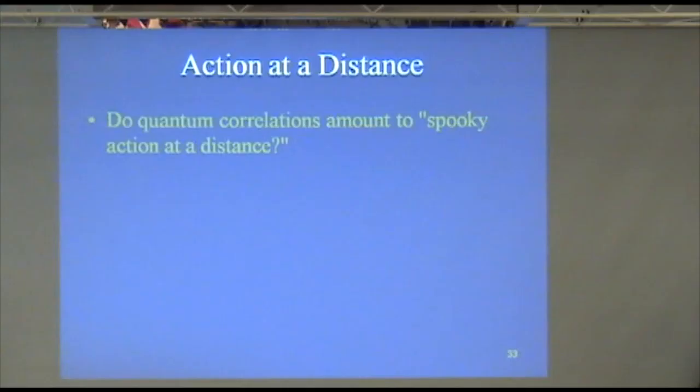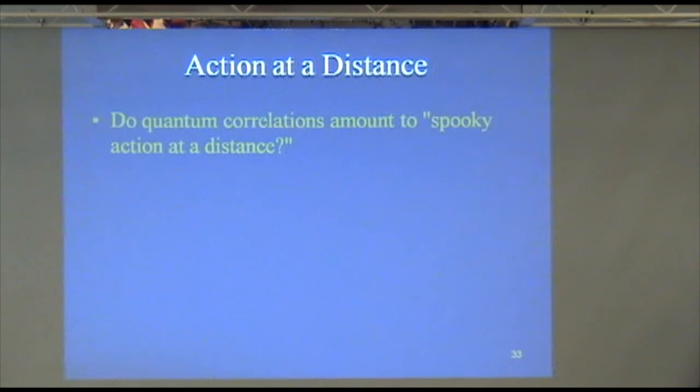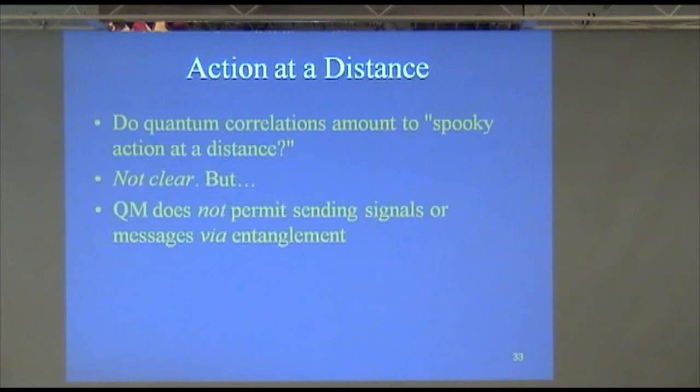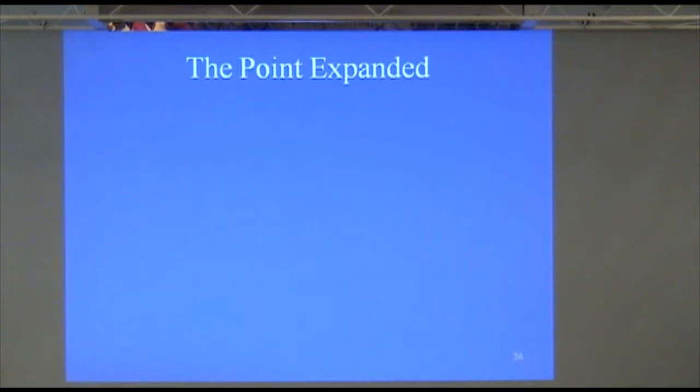But we can sort of put the question this way. Do the correlations amount to spooky action at a distance? Well, it's not clear, but here's something really important. And this is the crucial thing that I would like you to take away from this discussion. You cannot use quantum entanglement to send signals and messages. You can't do it. And it's built into quantum mechanics at a very basic level that anything that behaves that way is not quantum mechanics. It isn't that you have to get to some exotic part of quantum mechanics to derive that result. It's in there at the bottom.